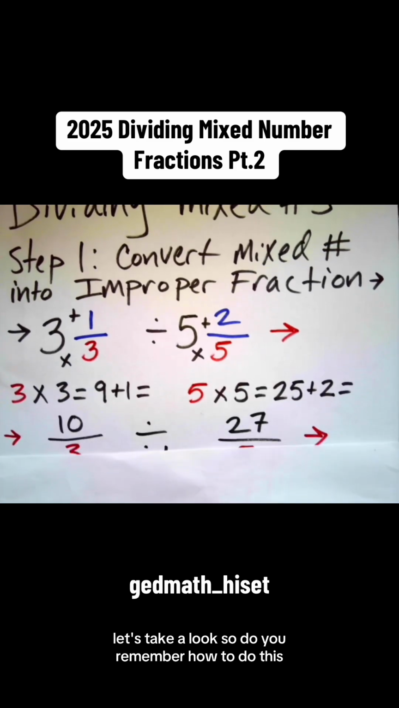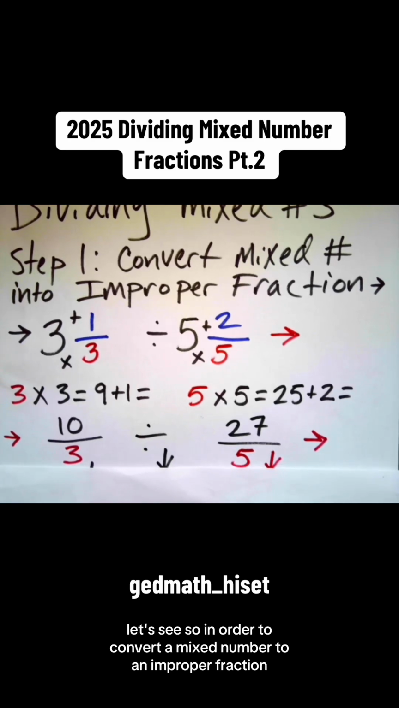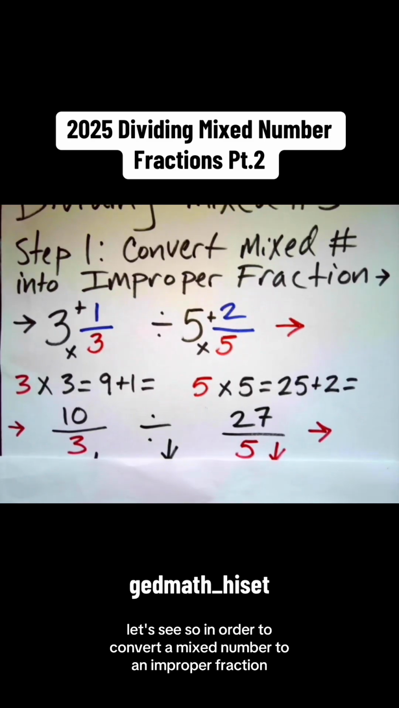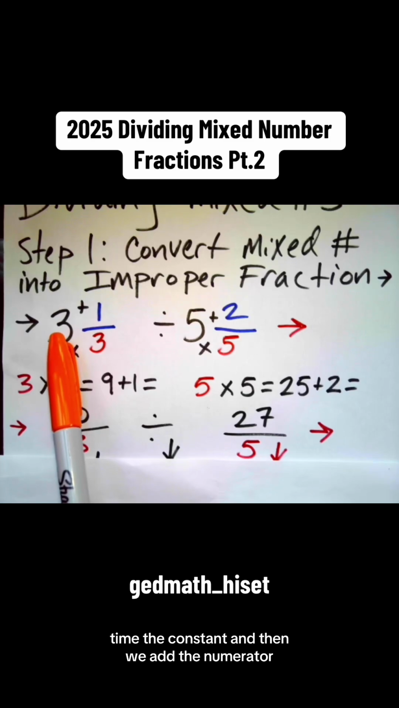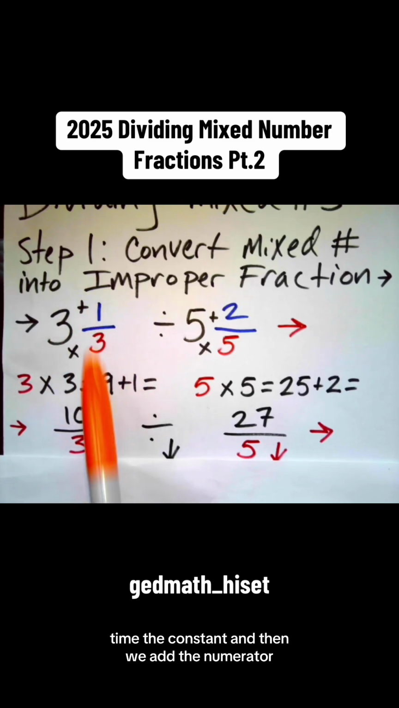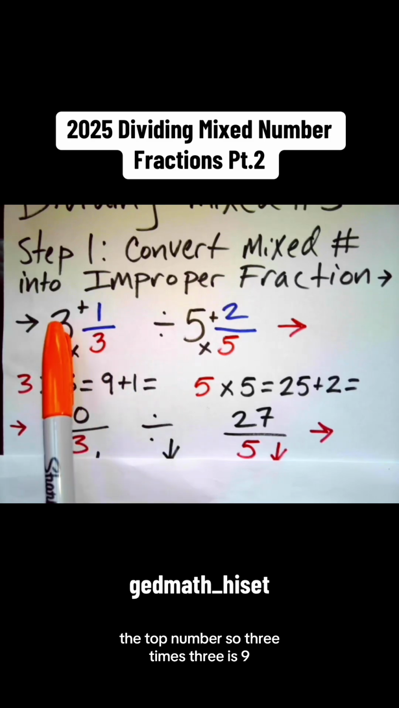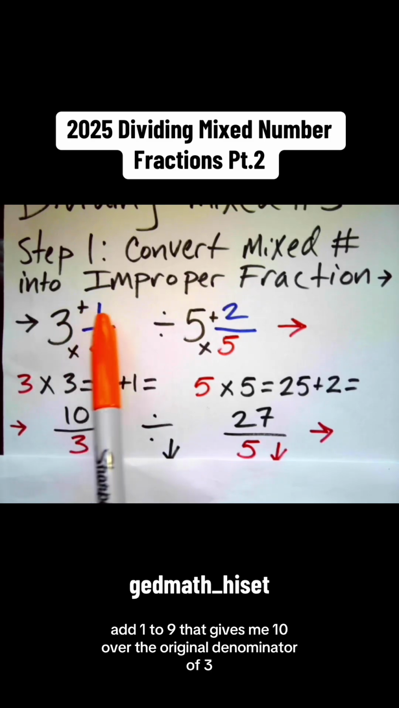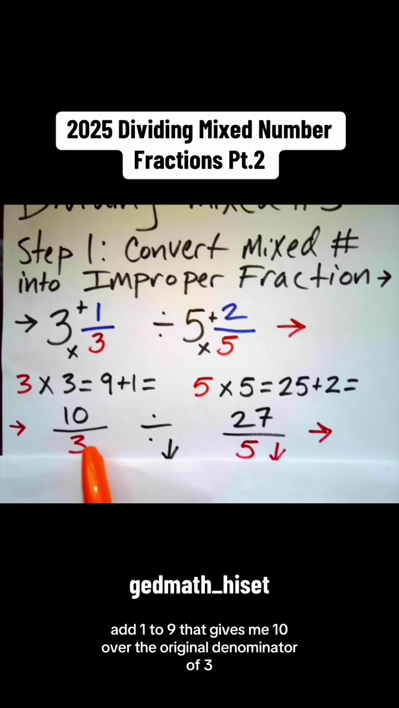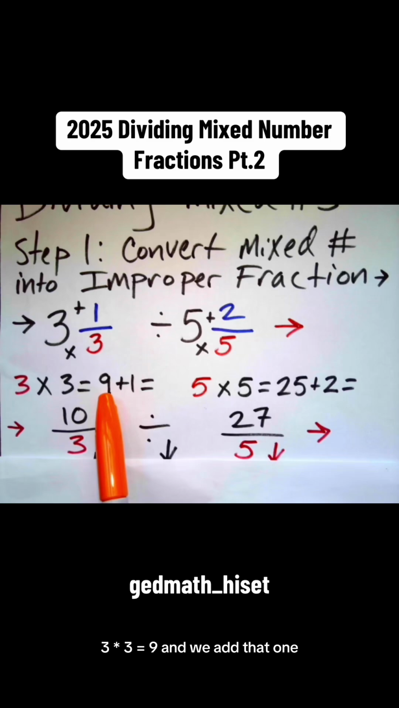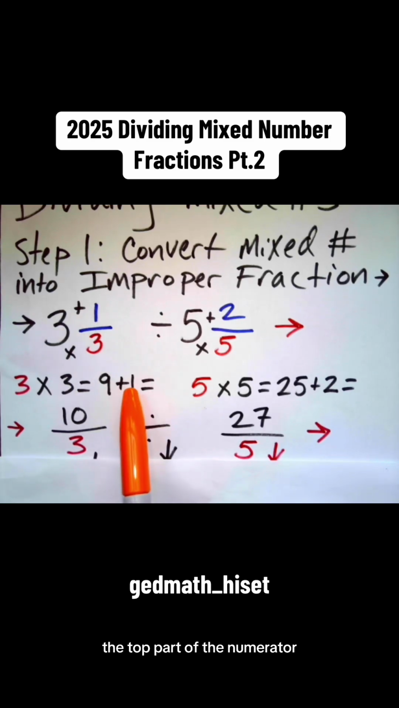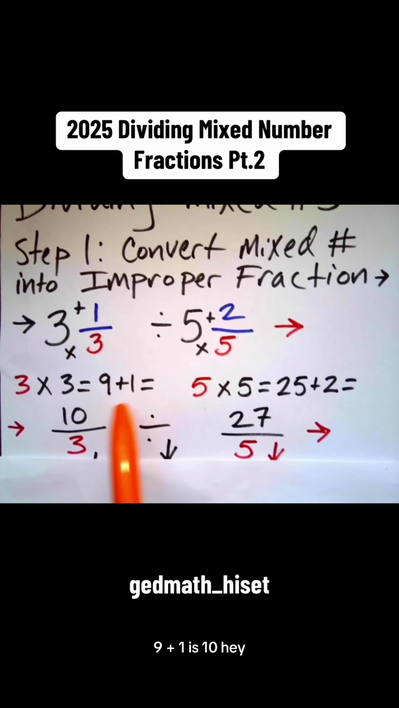Let's take a look. Do you remember how to do this? In order to convert a mixed number to an improper fraction, we take the denominator, multiply it times the constant, and then we add the numerator to the top number. So 3 times 3 is 9. Add 1 to 9. That gives me 10 over the original denominator of 3. I've written out the steps here for you. 3 times 3 equals 9, and we add that 1, the numerator. 9 plus 1 is 10.